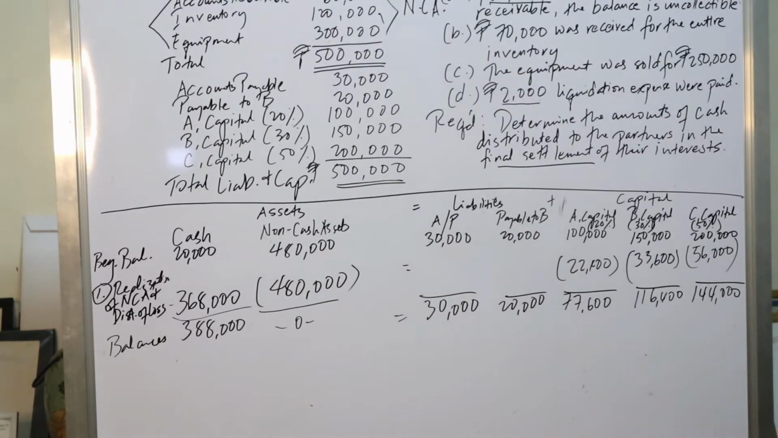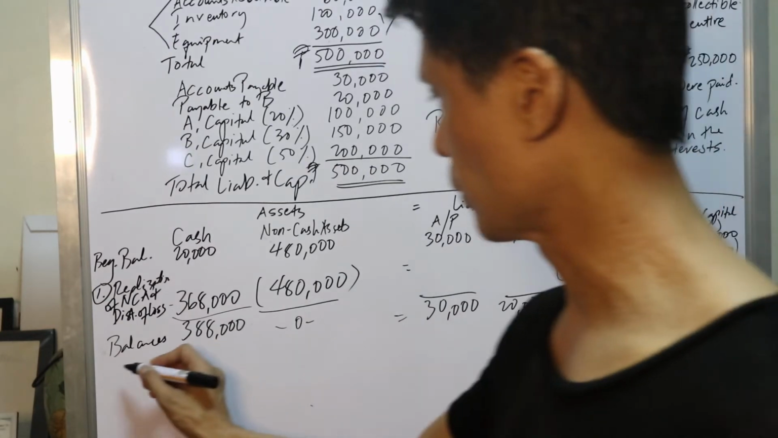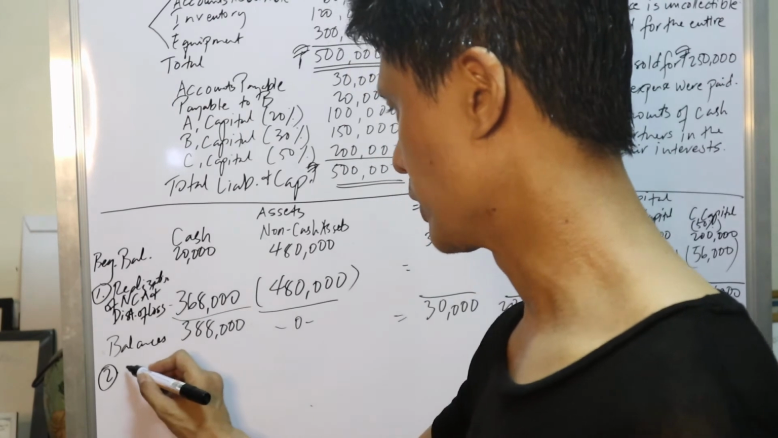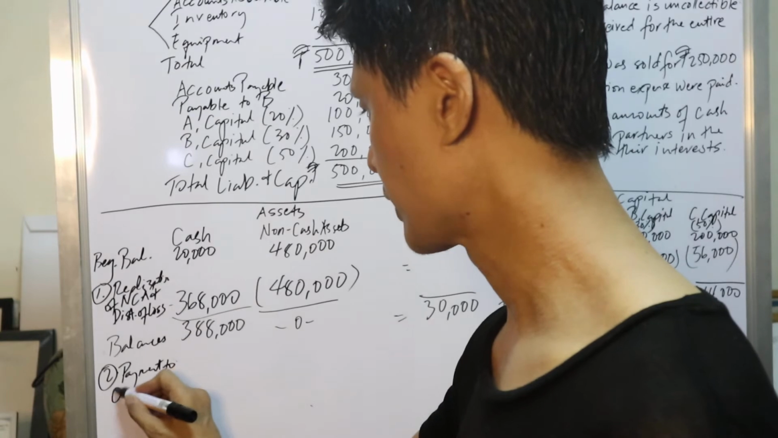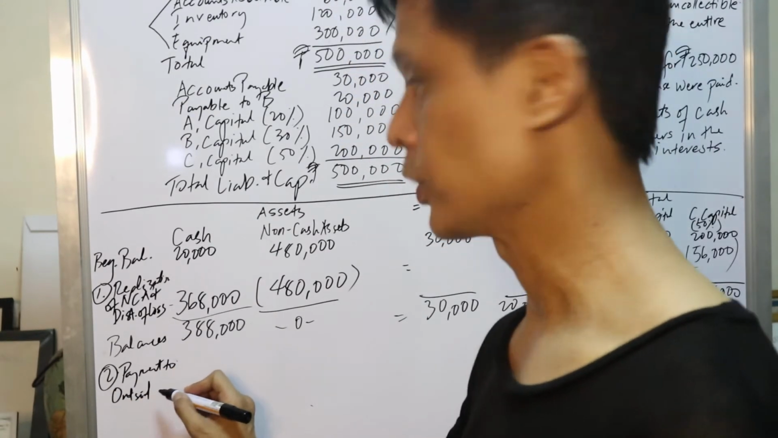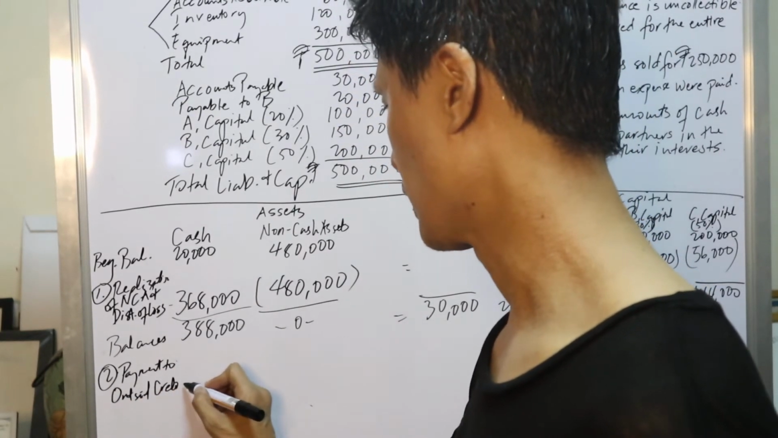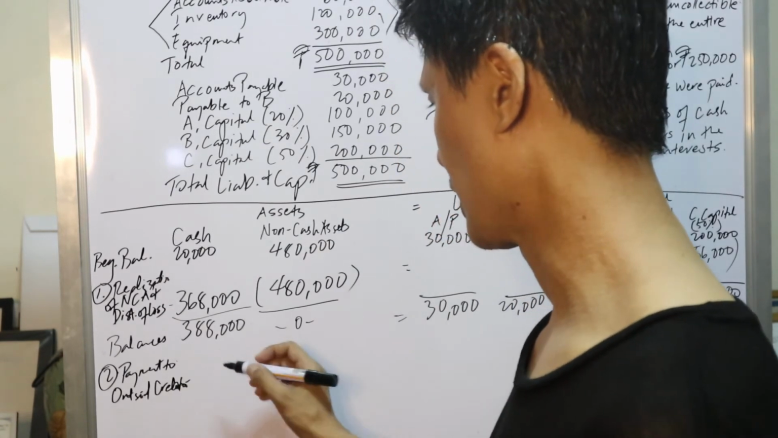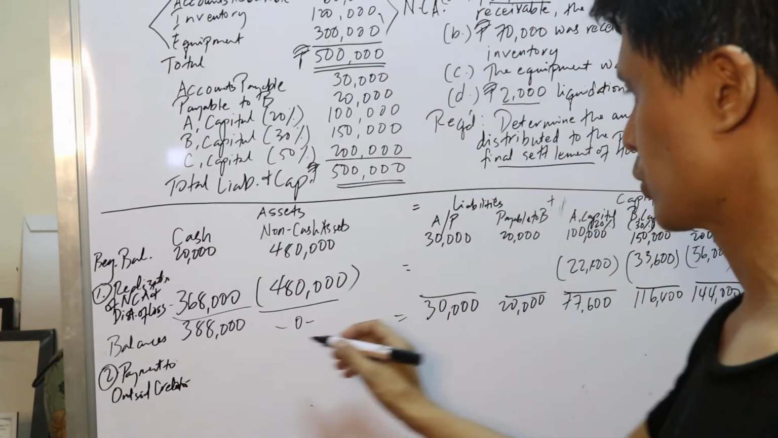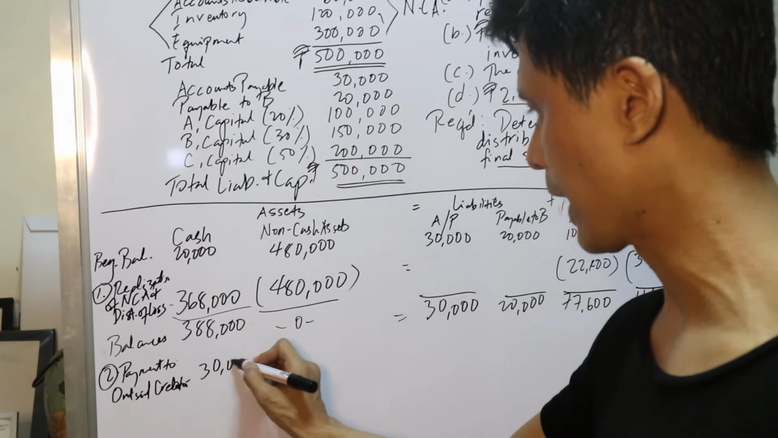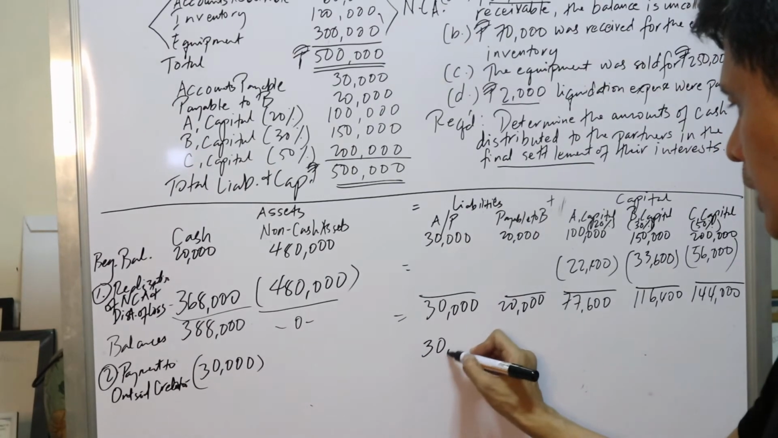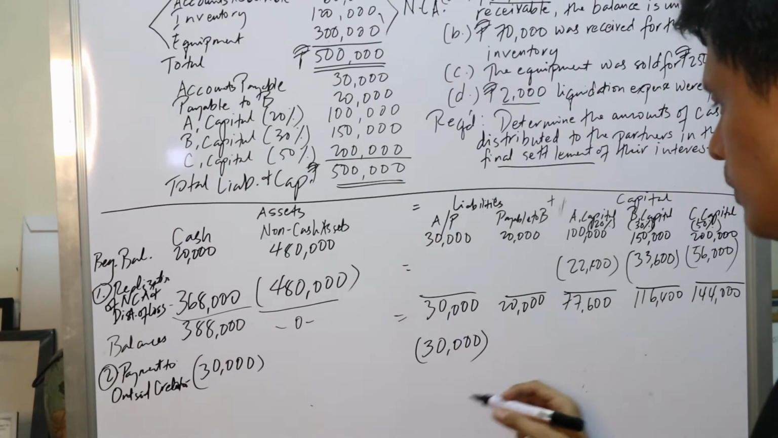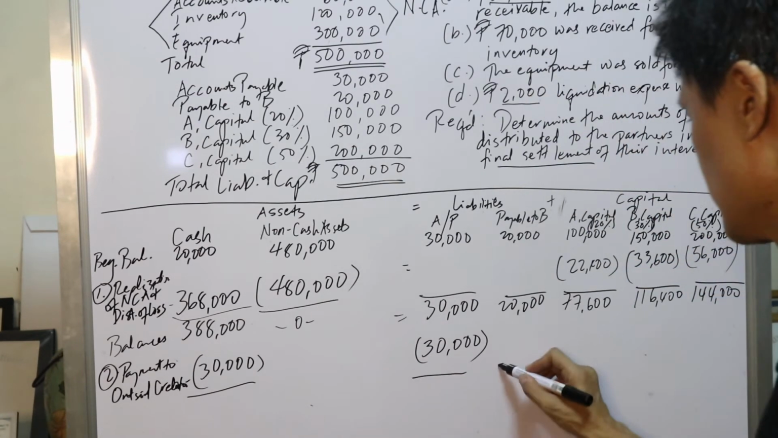And then next one is, this is number 2. Yung step number 2, which is payment to outside creditors. So ito yung mga pinagkakautangan sa labas. So magkano ba yung outside creditors? 30,000. So magbabawas tayo dito sa cash ng 30,000. And dito tatanggalin na natin tong 30,000. And then let's get the balances.